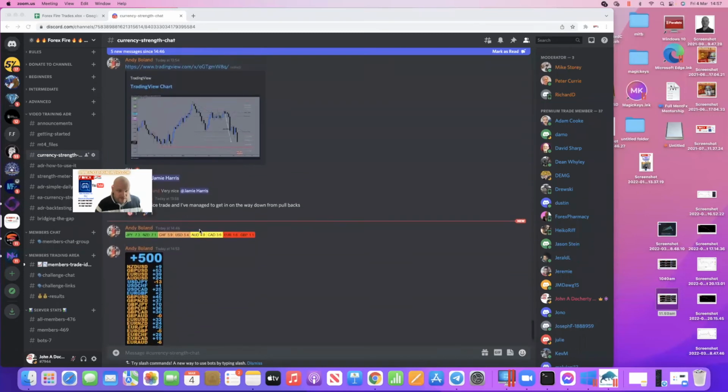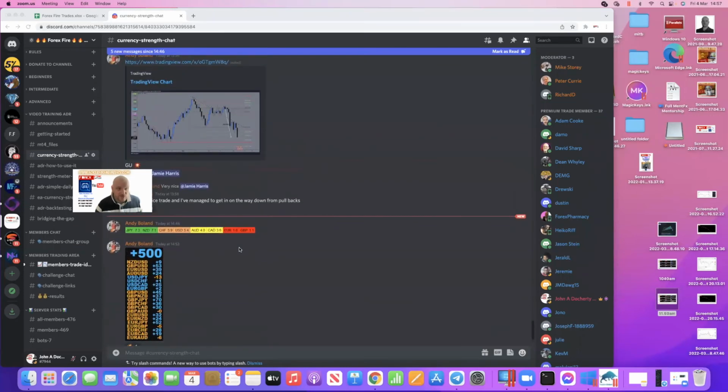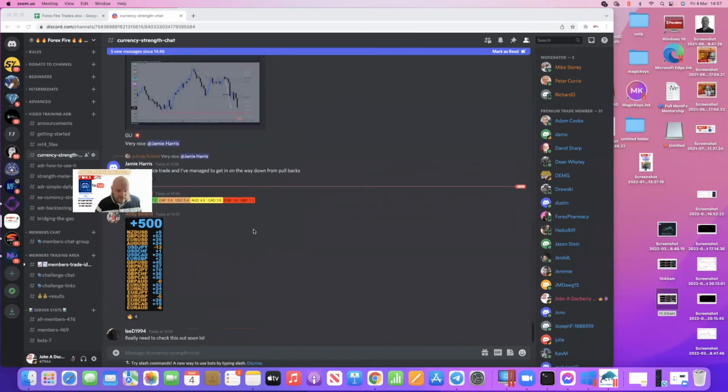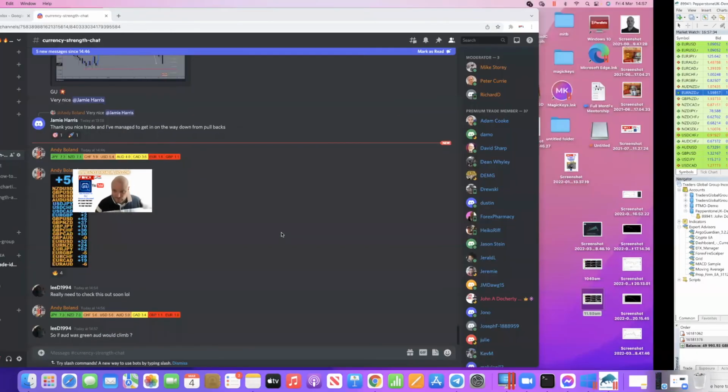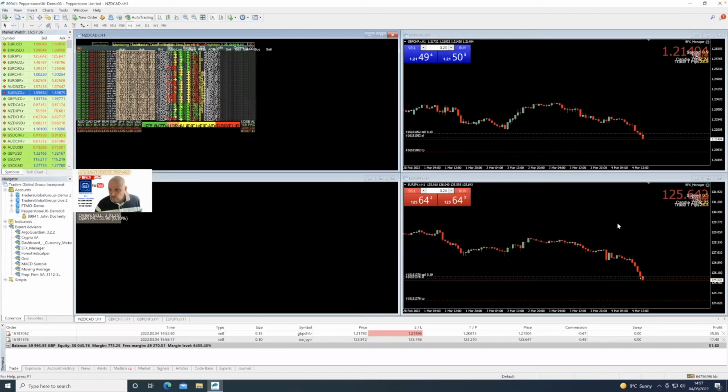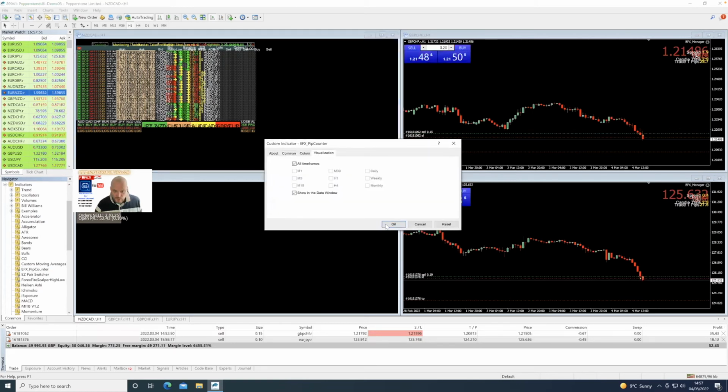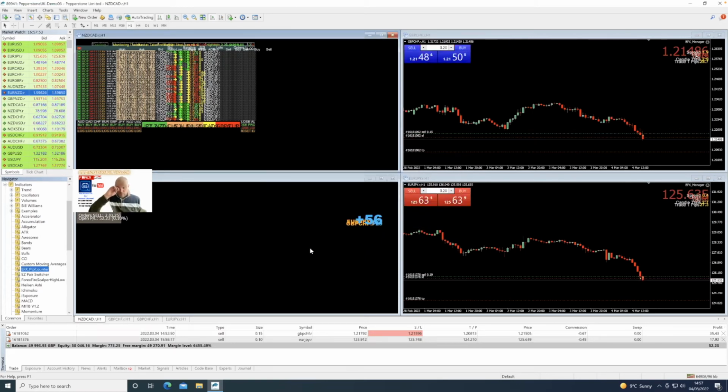Again, the guys have been seeing some great success. Andy himself took 500 pips on this. It's fantastic. Let's take a look. I'm not going to close these out because they are in good profit. I do want to put the pip counter there. So I've got the individual pip counters, and then I've got the overall pip counter.